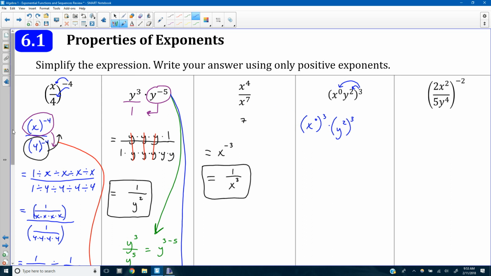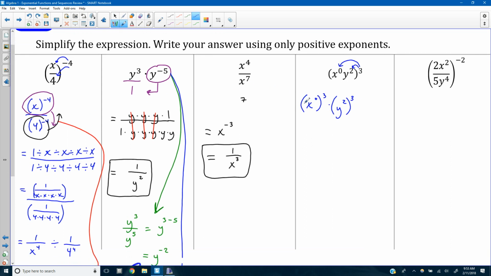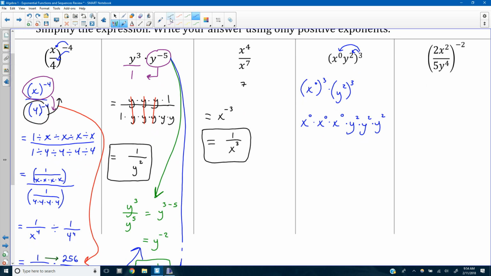Now, if I really did this in a practical way, I'd say if I'm cubing x to the 0 power, I'm doing x to the 0 times x to the 0 times x to the 0. And if I'm cubing y squared, I'm doing times y squared times y squared times y squared. Now, there's a times in the middle because this was times in the middle. This is multiplication. If there's nothing written, it's multiplication. It's not addition. It's not nothing. It is multiplication.